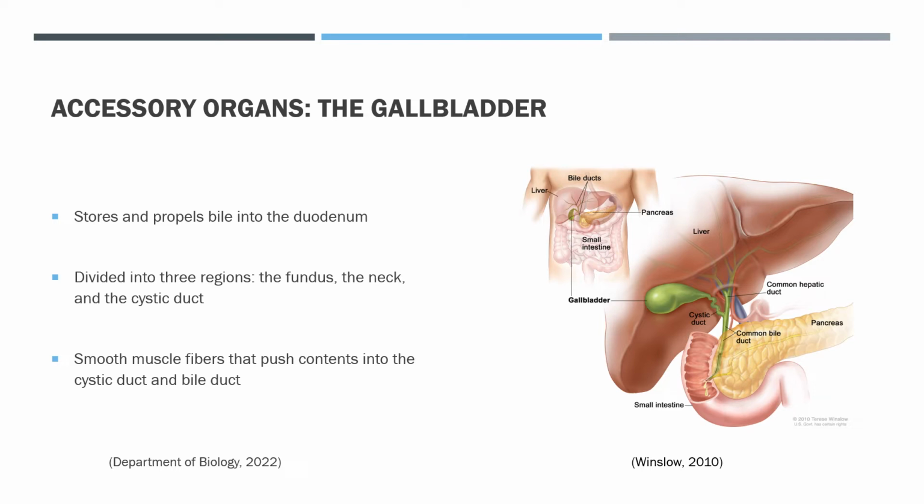Surprisingly, there is no submucosa in the gallbladder wall. The wall's middle area is made up of smooth muscle fibers, and when they contract, the gallbladder's contents are pushed through the cystic duct and into the bile duct.